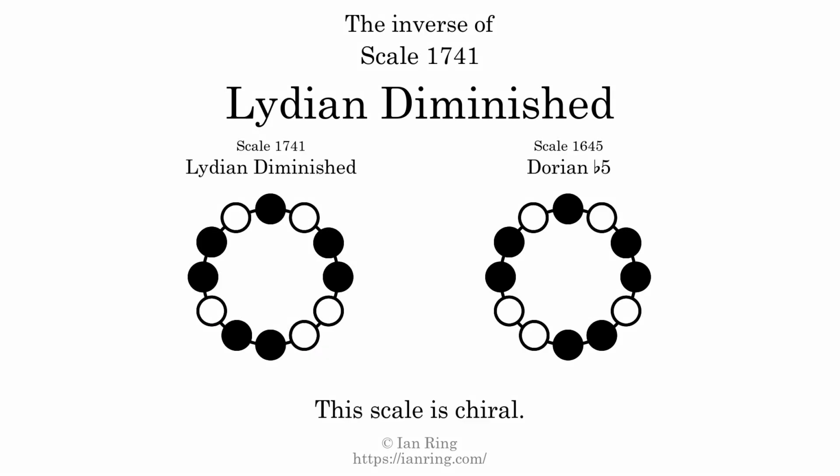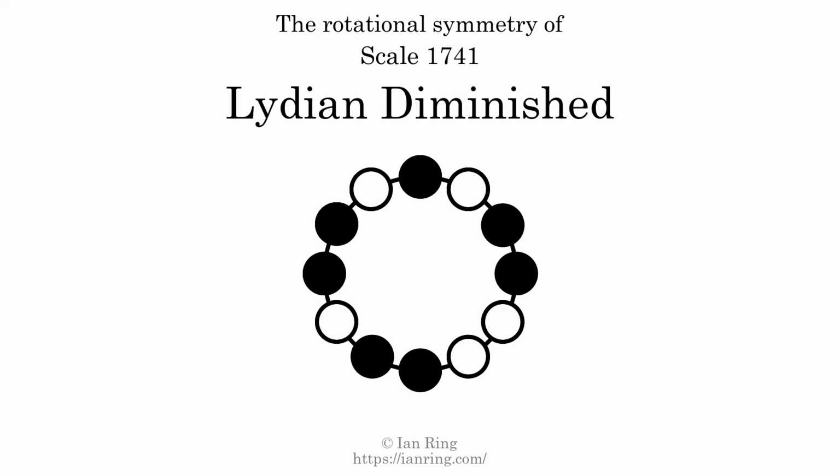The inverse of a scale is a mirror image. It is what you get when the sequence of intervals is reversed. The inverse of this scale is scale 1645, also known as Dorian flat 5. This scale is chiral. It cannot transform into its inverse by rotational transformation. This scale has no rotational symmetry.